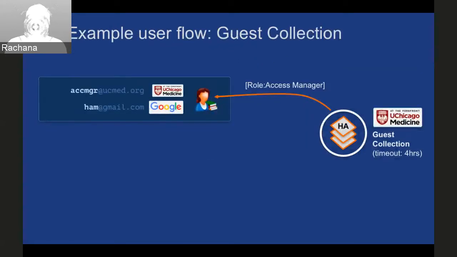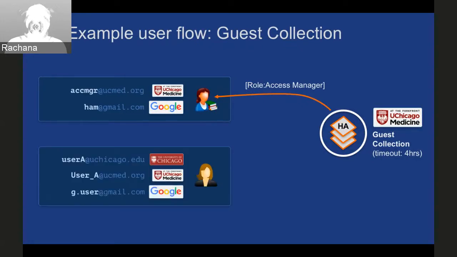Now let's see what this looks like in an example flow, and I will demo this. So let's say you have a collection, a high assurance collection at UC Med, and the admin has set a timeout of 4 hours. Now, the administrator here has an access manager role, which means they can grant permission for other people to access the data on it. So you have another user who has multiple linked identities, a University of Chicago identity, a UC Med, and then a Gmail, right? The admin grants them read access, saying this user can have read access on that high assurance collection.